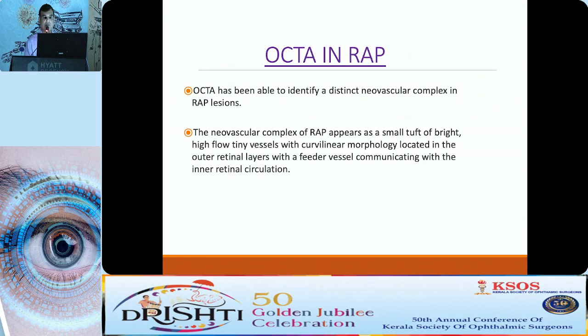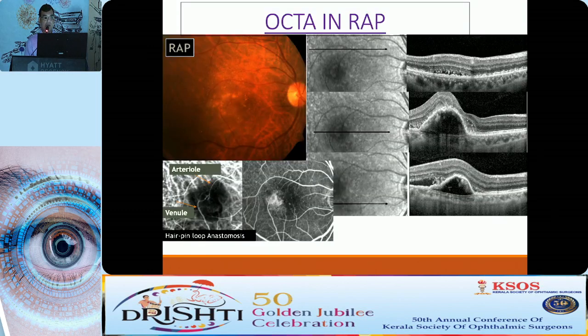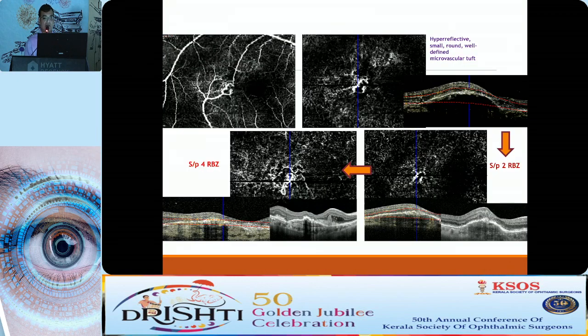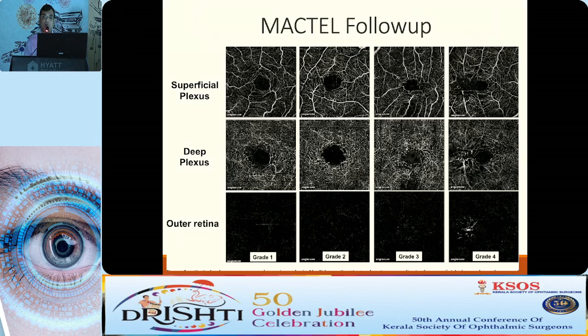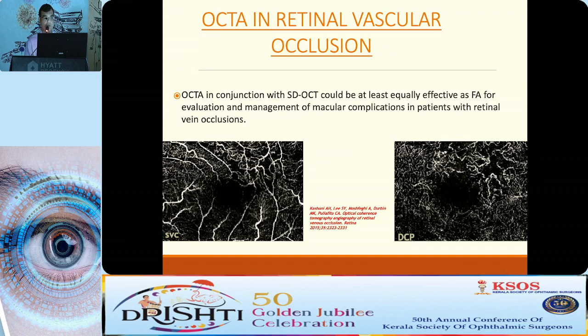You can see recurrences. It can be used in RAP, as you can see the capillary network going between the retina and the deeper layer of retina and choroid, which can be easily seen by following up the capillaries in different layers of OCTA. In MACTEL, you can see telangiectatic vessels more clearly through OCTA. You can see in the second image in the middle the telangiectatic vessels in the superficial and deeper layers, and you can follow up the progression of MACTEL in different grades through the OCTA.